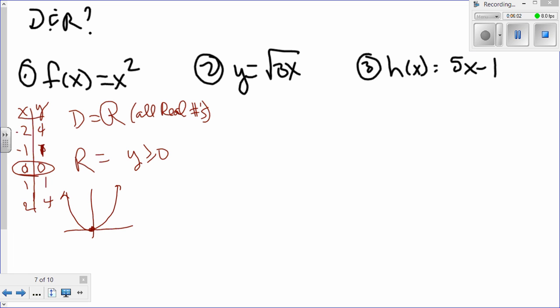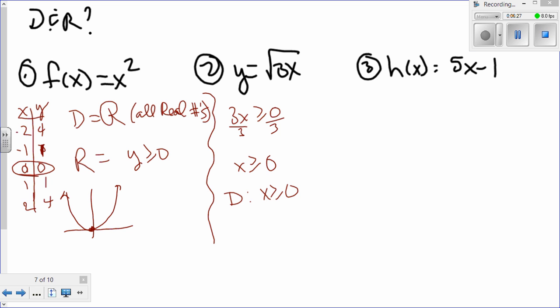For number 2, I have a radical. And when we have a radical, we have to take what's underneath the radical and make it greater than or equal to 0 to find the domain. So if I divide by 3, x is greater than or equal to 0. So my domain is x is greater than or equal to 0. My range, if I were to graph this on a graphing calculator, it would look something along those lines. So by looking at that picture, my range should be y is greater than or equal to 0.